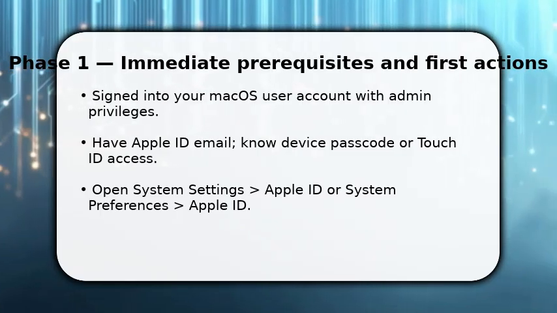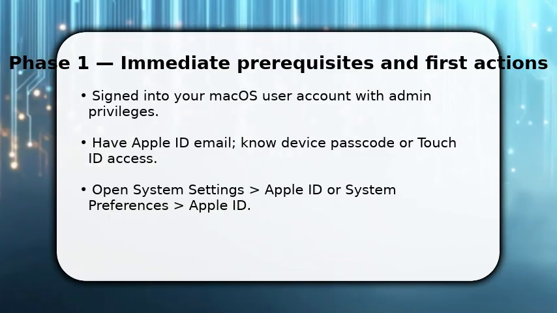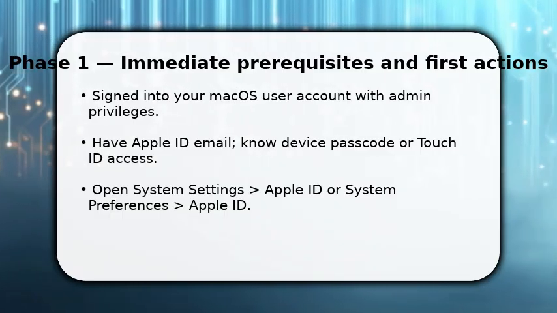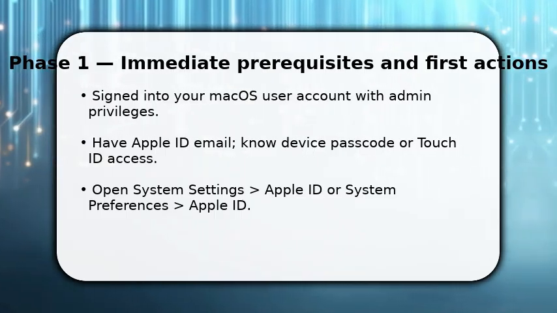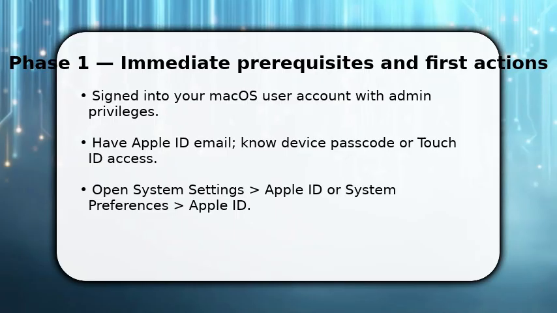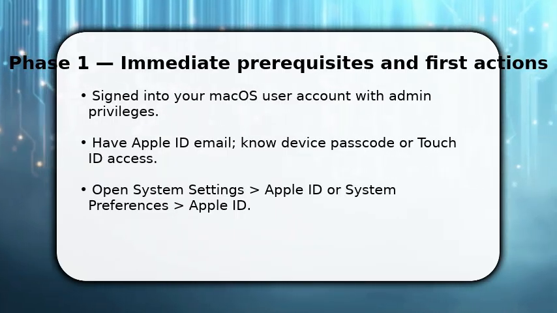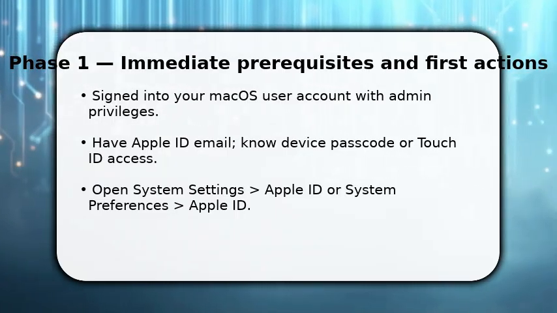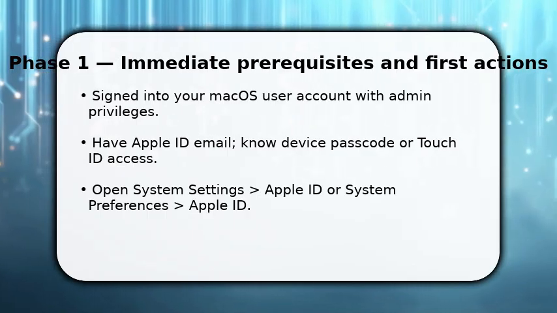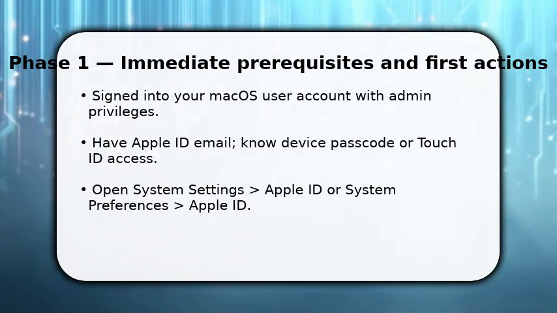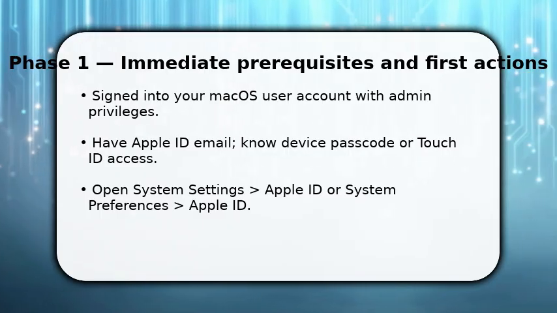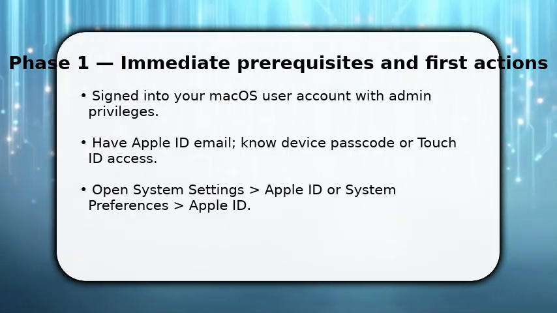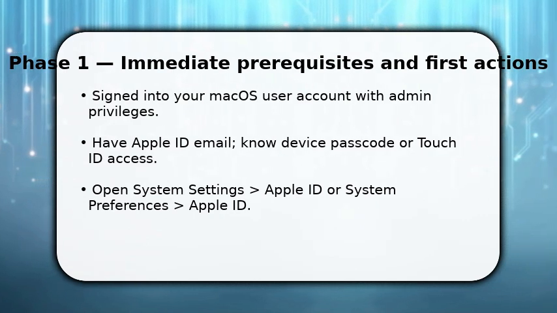You begin by confirming prerequisites and opening the right pane. Make sure you're signed into your Mac OS user account with admin privileges and that you know the Apple ID email. Once done, open System Settings or System Preferences, then click Apple ID. You're not changing anything yet, you're locating options. This step is crucial because it gives access to iCloud, passwords, and security settings. If Touch ID or a device passcode is set, be ready to authenticate to proceed.